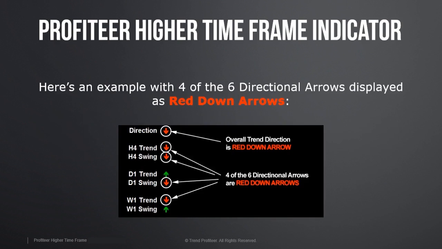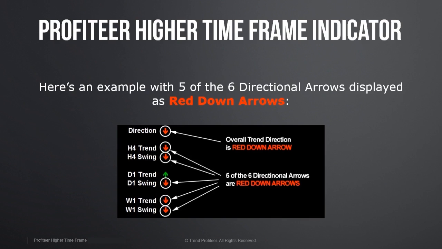Okay, so looking at it a little bit more closely, in this example, you can see 4 of the 6 directional arrows displayed as red down arrows. That's these ones here. And therefore, the overall trend direction, the OTD, is pointing down. So we're only looking at sells. In the previous examples where it was only up, we're obviously looking for only up trades. We're looking at buying. In this case, we're looking at selling because 4 of the 6 directional arrows are pointing down.